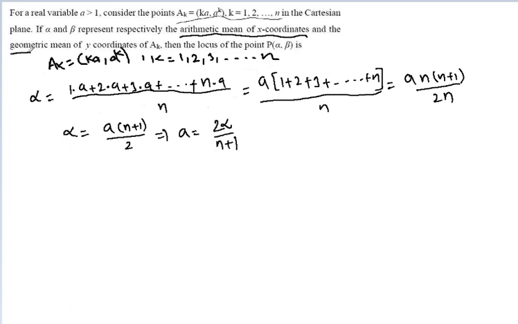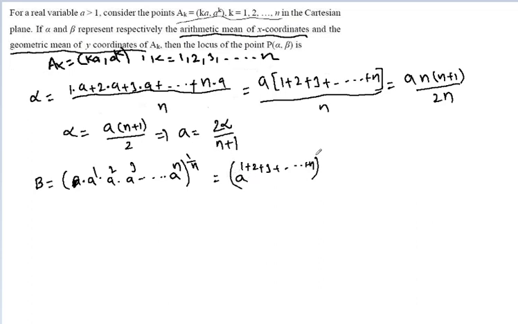The geometric mean of the y coordinates is beta. That is, beta = (a · a^2 · a^3 · up to a^n) to the power of 1/n. This is the geometric mean of the y coordinates. So this is a to the power of (1 + 2 + 3 + up to n) whole to the power of 1/n, which equals a to the power of n(n+1)/2 times 1/n. The n cancels, so this equals a to the power of (n+1)/2. This is the beta value. Beta = a^((n+1)/2).